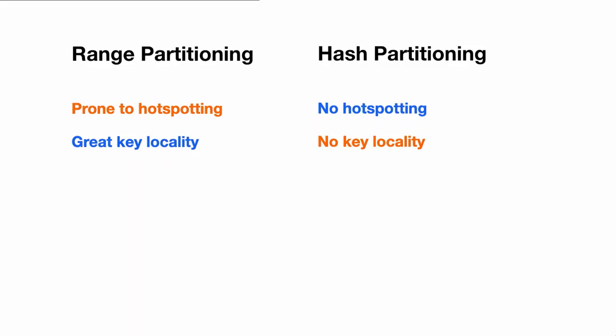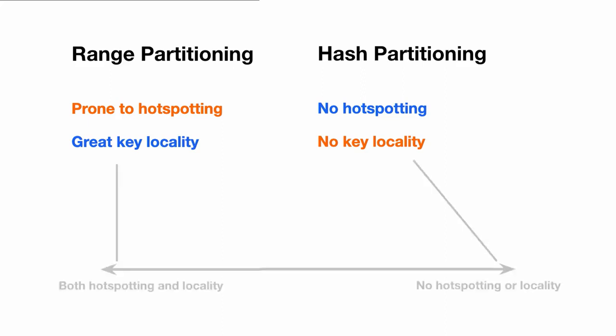Text, range partitioning, prone to hotspotting, great key locality. Hash partitioning, no hotspotting, no key locality. So if we rephrase the initial comparison between hash and range partitioning in these kind of new terms specific to sharding and HBase, we can tell that range partitioning is prone to hotspotting because it breaks data up by range, but it has great key locality. On the other hand, hash partitioning doesn't have hotspotting, but it doesn't really have key locality either. Lines run down from range and hash partitioning to a double-ended arrow labeled both hotspotting and locality on the left and no hotspotting or locality on the right.